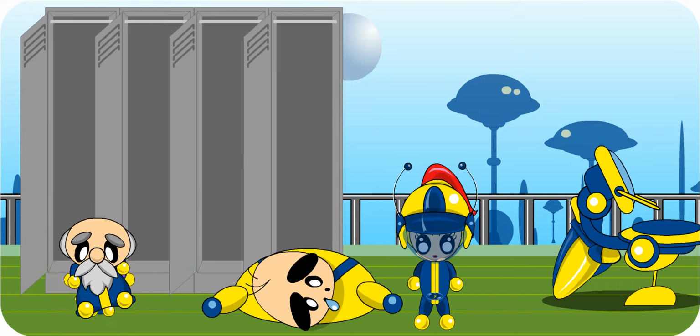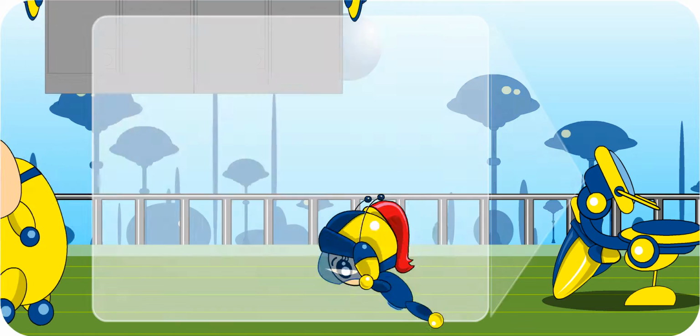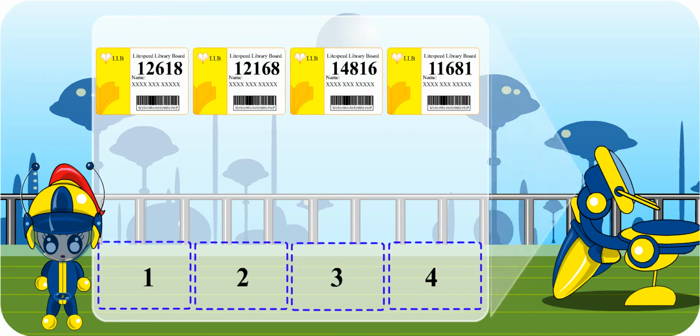Well done, Turbo Girl. Now I have 4 library cards. I want to arrange them according to their numbers in increasing order. Teacher, I have not learned how to compare 5-digit numbers yet. It is not difficult, Turbo Girl. All you have to do is to compare the digits from the left to the right like before. But this time you have to compare the digits from the 10,000s place first. I see, teacher. I think I can work it out.